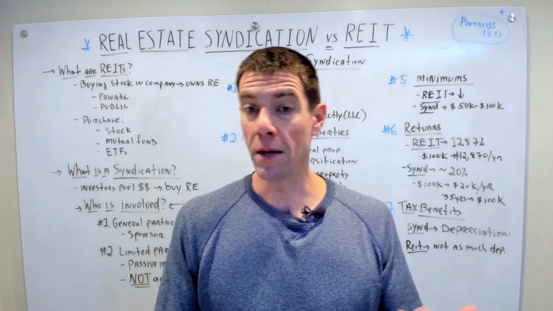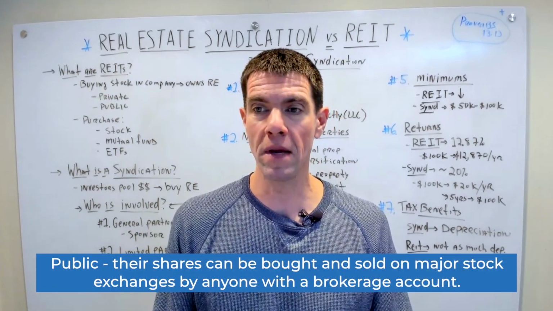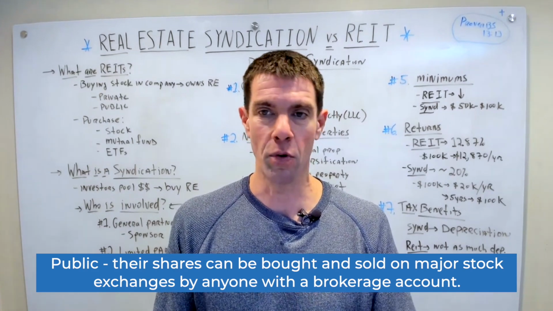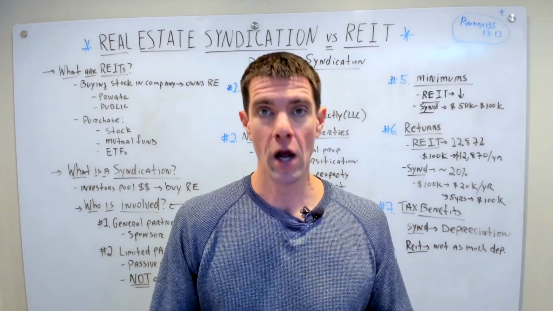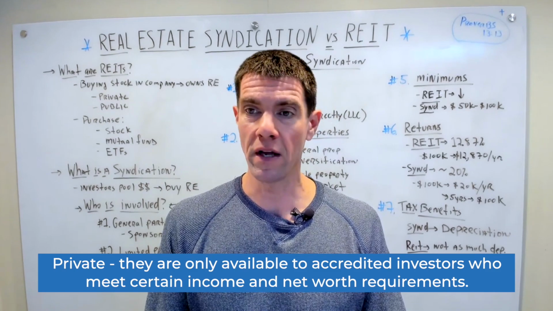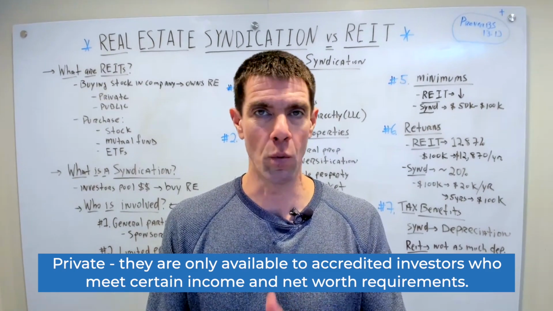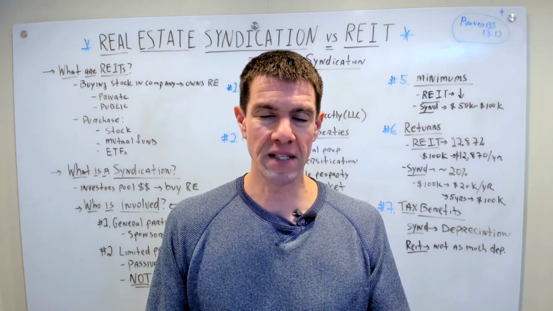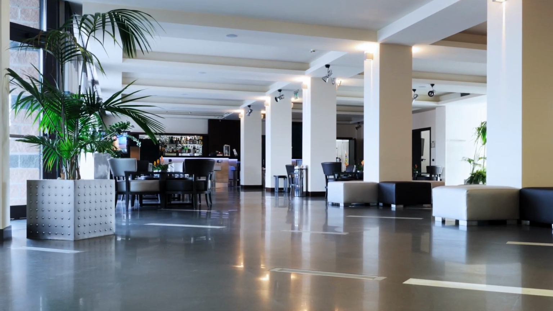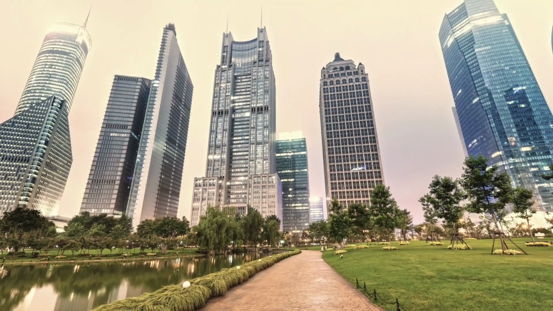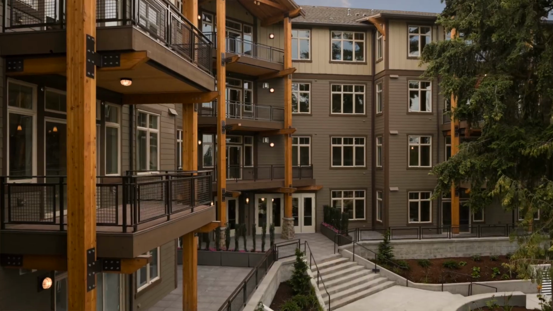Now, if they're traded publicly, this means that their shares can be bought and sold on major stock exchanges by anyone that has a brokerage account. On the other hand, private REITs are only available to accredited investors who meet certain income and net worth requirements. Some examples of REITs are hotels, retail centers, data centers, self-storage, office buildings, shopping malls, and apartment buildings.